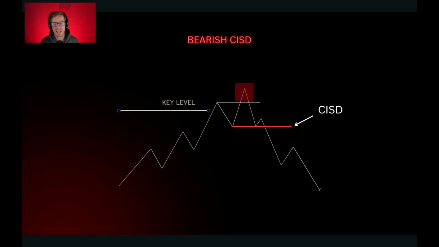Then for our bearish CISDs, price approaches a key level, then it forms our swing high points, and it sweeps out that high where we get the manipulation. We mark out the candle or series of candles that cause that sweep of that high, and when price breaks that level, we look for an entry.